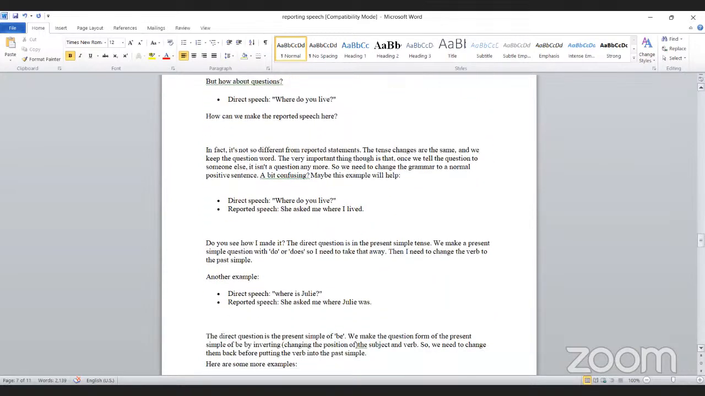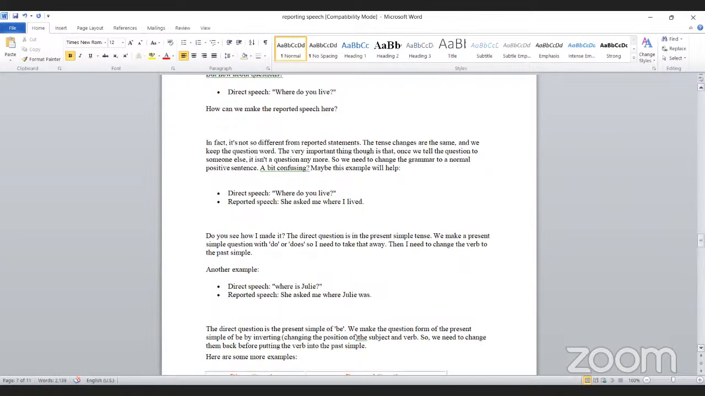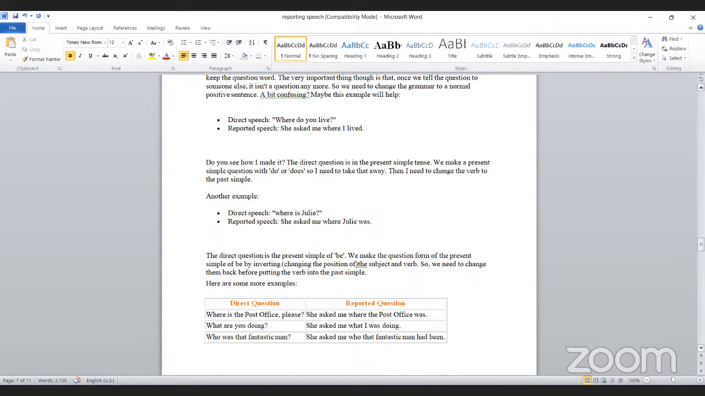And here's another example. Where is Julie? The reported statement should be, she asked me where Julie was. Where is Julie? You have turned it into past tense: where Julie was. This is what we need to do. This is pretty much simple, but when you are using this in your writings, you might tend to make errors.